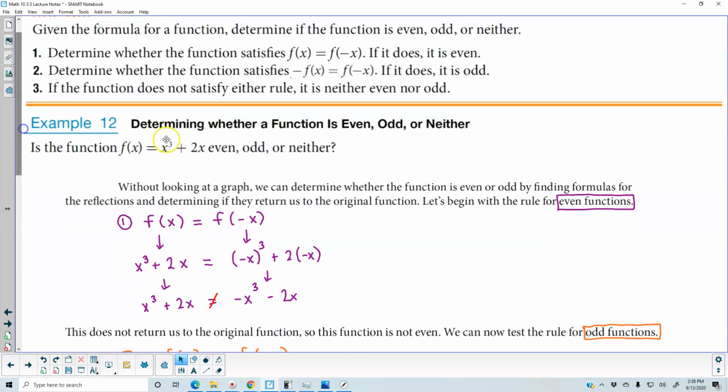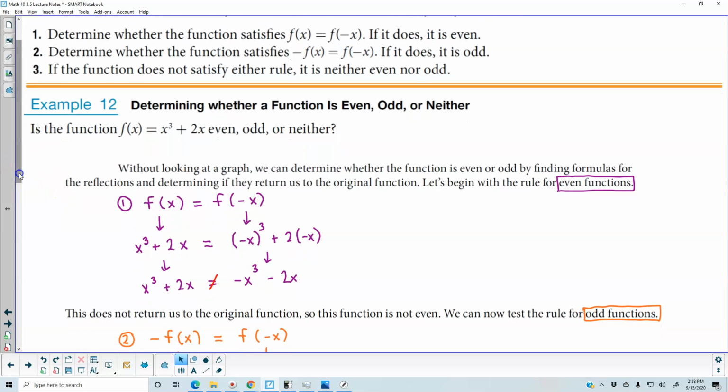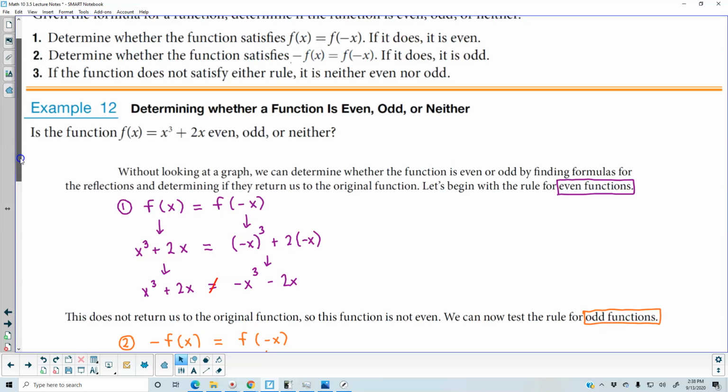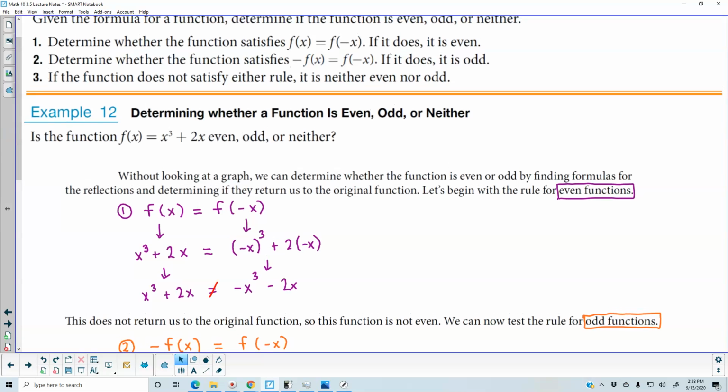So for example 12, we want to determine whether a function is even, odd, or neither. Is the function f of x equals x cubed plus 2x even, odd, or neither? So step one: without looking at the graph, we can determine whether the function is even or odd by finding formulas for the reflections and determining if they return us to the original function. So let's begin with the rule for even functions.